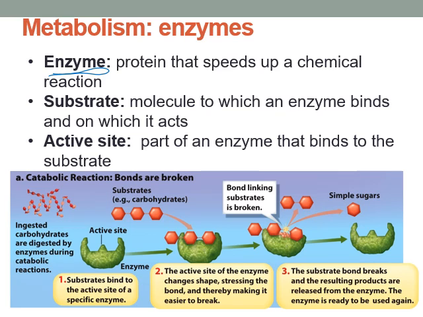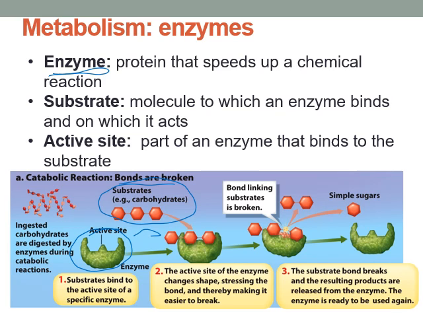Okay, so if we look at the catabolic reaction down here, our bonds are being broken. We have something called a substrate and then something called an active site. The substrate is right here, say carbohydrates, right? That's the molecule to which an enzyme binds and on which it acts. We have an active site, which is here. That's the part of the enzyme that binds to the substrate.